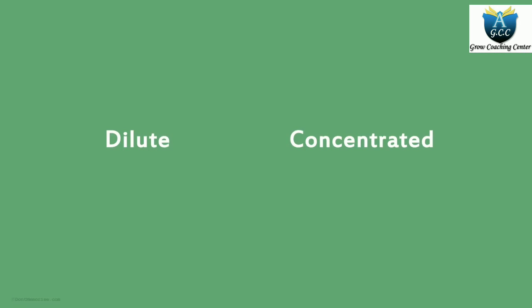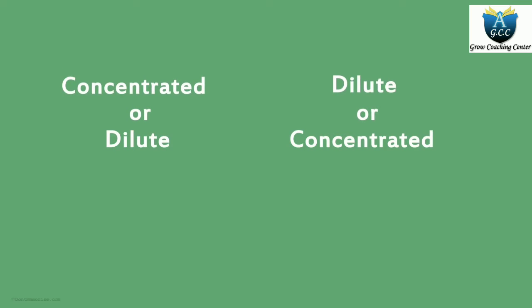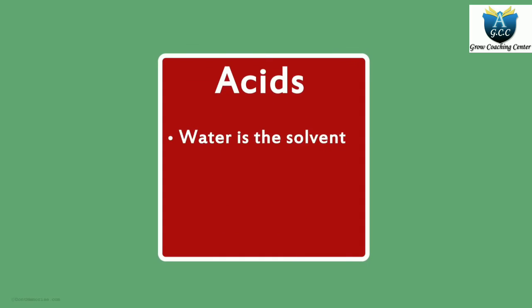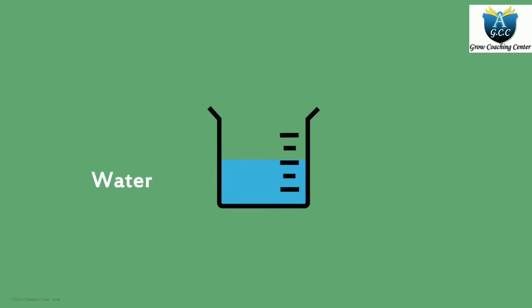Now that you know what dilute and concentrated mean, let's move on to understanding what dilute and concentrated acids and bases are. In cases of acids, water is considered to be a solvent and the acid added to the water is the solute. So we have one beaker on the screen here with some water and we add acid to it. As the amount of acid I am adding to the beaker is increasing, the solution is getting more and more concentrated.